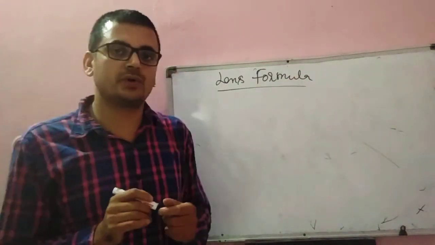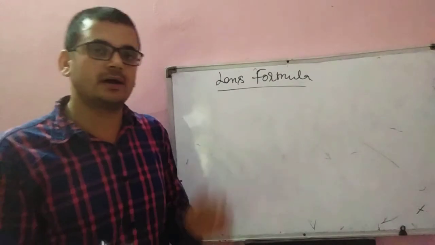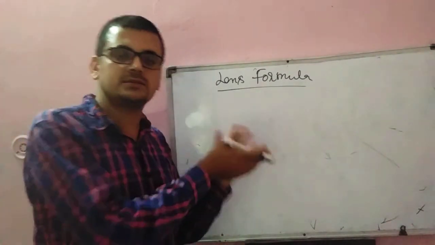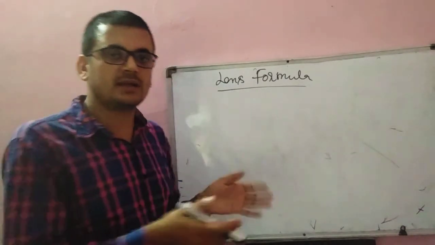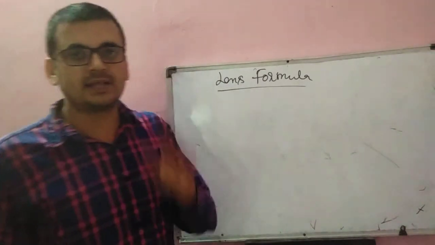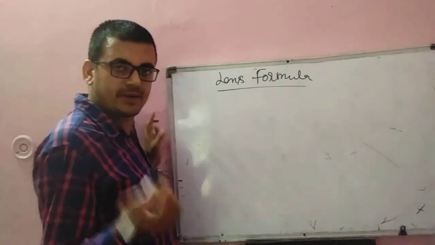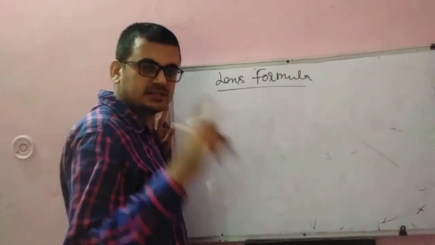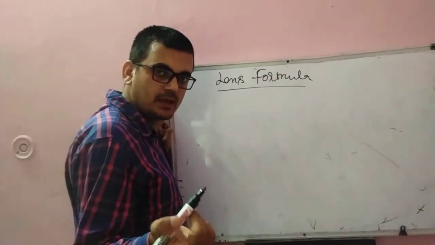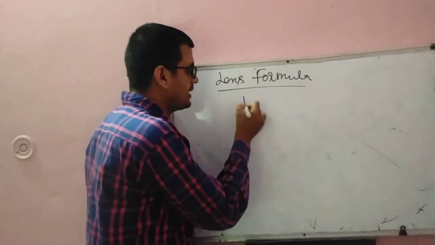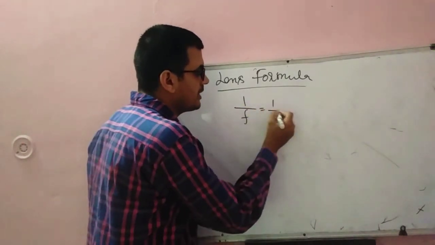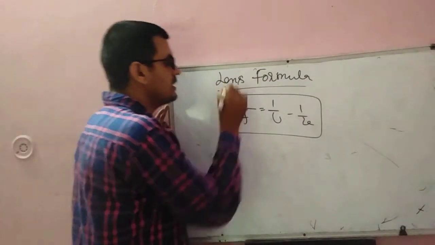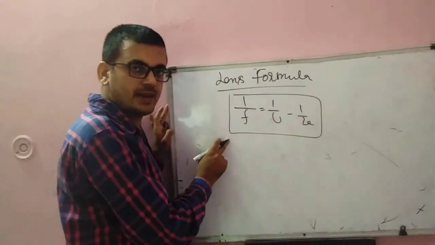As I have told you during the study of mirror, the formula which gives the relation between the focal length of lens, distance of object and distance of image, that is called lens formula. What is it? 1 upon f equal to 1 upon u minus 1 upon v. Okay, this is the formula of lens.